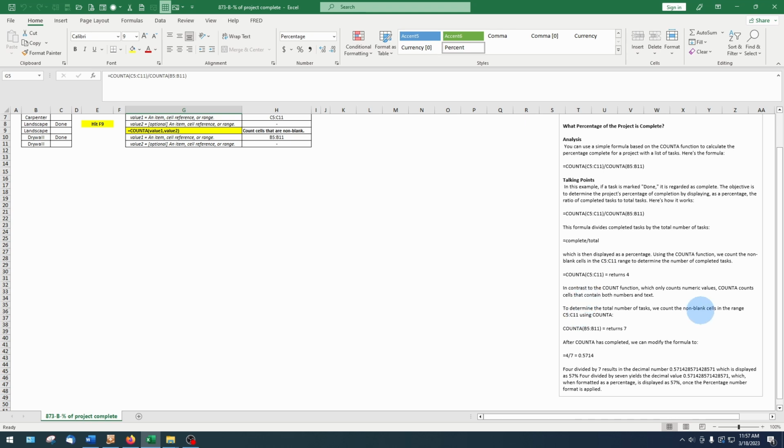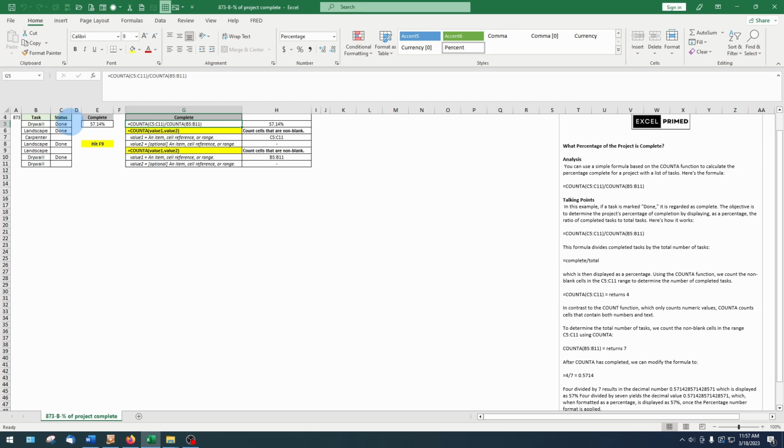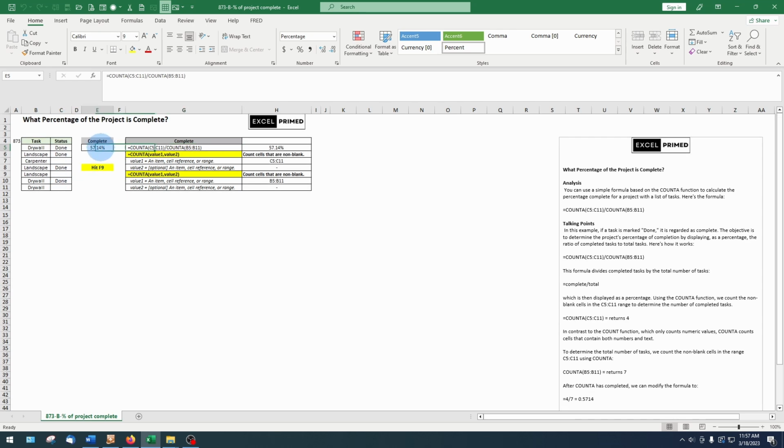Count the non-blank cells. So COUNTA returns 7 in B. 1, 2, 3, 4, 5, 6, 7. We're counting everything. COUNTA counts 4 in C. So 4 divided by 7 is 57.14%.